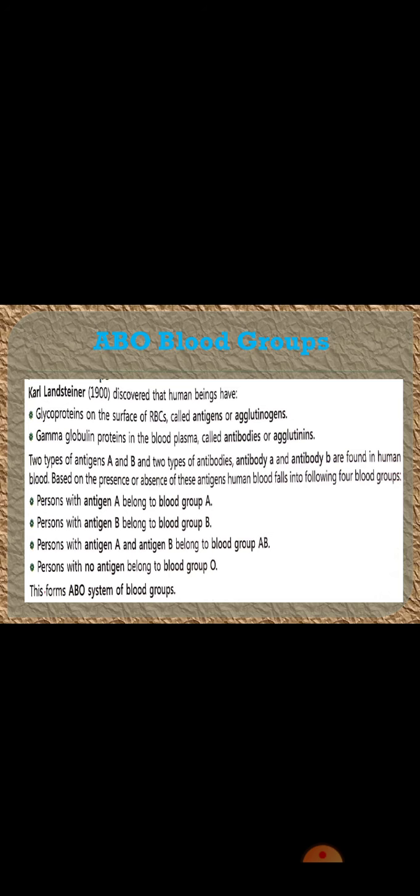Based on the presence or absence of these antigens, human blood falls into the following four blood groups. A person with antigen A belongs to blood group A. A person with antigen B belongs to blood group B. A person with both antigen A and antigen B belongs to blood group AB, and a person with no antigen belongs to blood group O. And this forms the ABO system of blood groups.